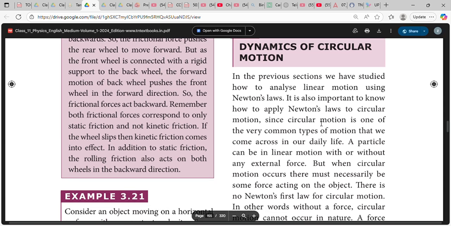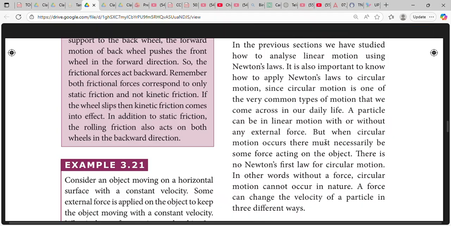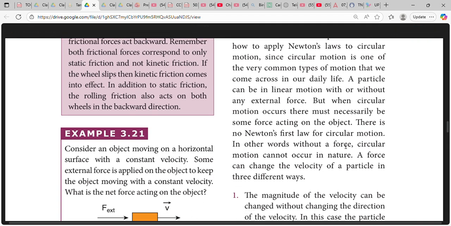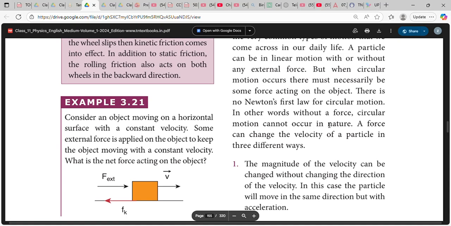It is also important to know how to apply Newton's laws to circular motion. Circular motion is a very common type of motion. A particle can be in linear motion with or without an external force. When circular motion occurs, there must be some force acting on the object. There is no Newton's first law for circular motion. In other words, without a force, circular motion cannot occur in nature.